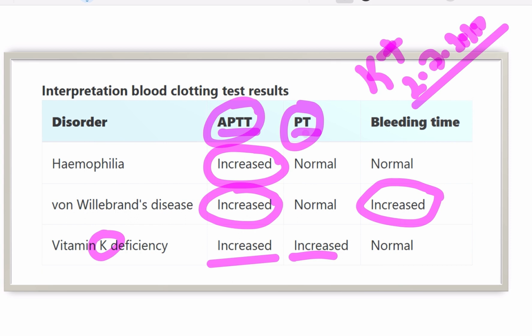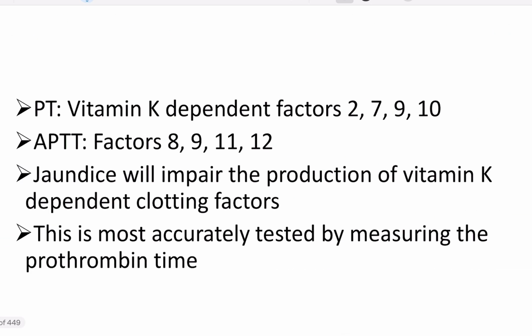So we can check prothrombin time or APTT before the ERCP operative procedure. The prothrombin time reflects the vitamin K dependent factors, which are 2, 7, 9, 10, and APTT reflects factors 8, 9, 11, 12. Jaundice will impair the production of vitamin K. Actually, the absorption of vitamin K is impaired by jaundice, because in jaundice there is no bile in the intestine and vitamin K is not absorbed.